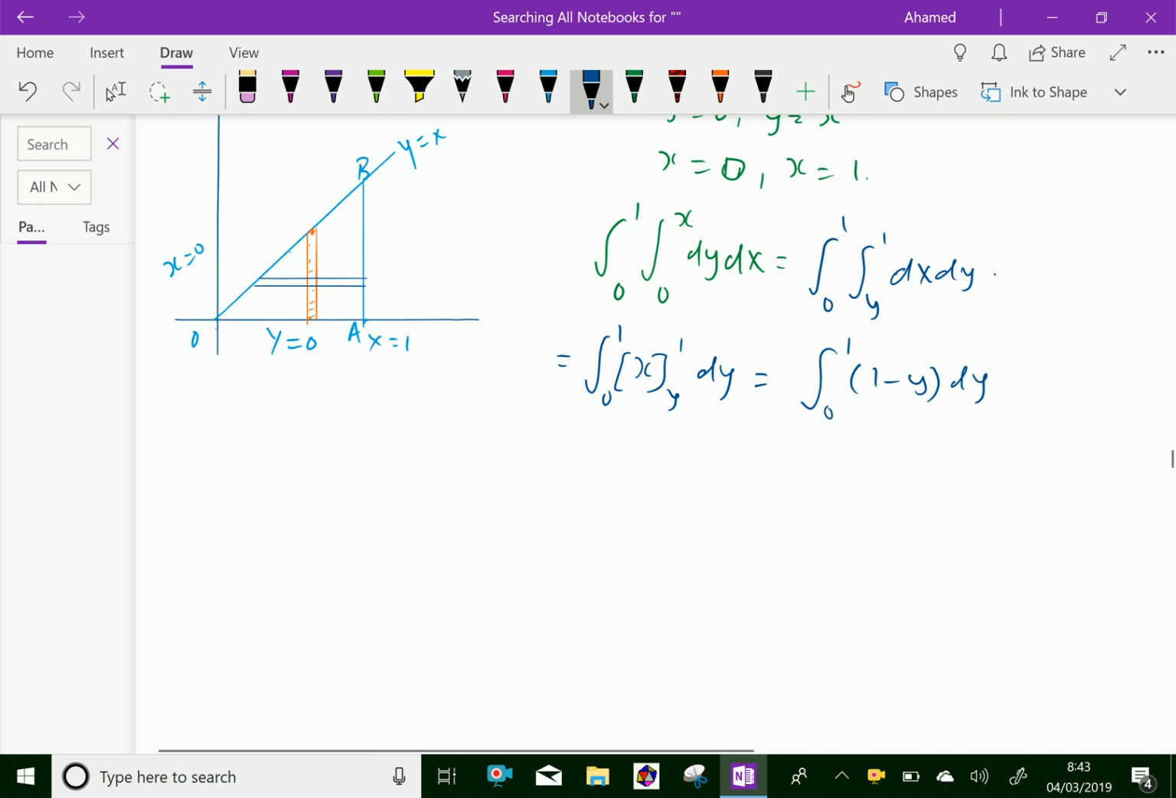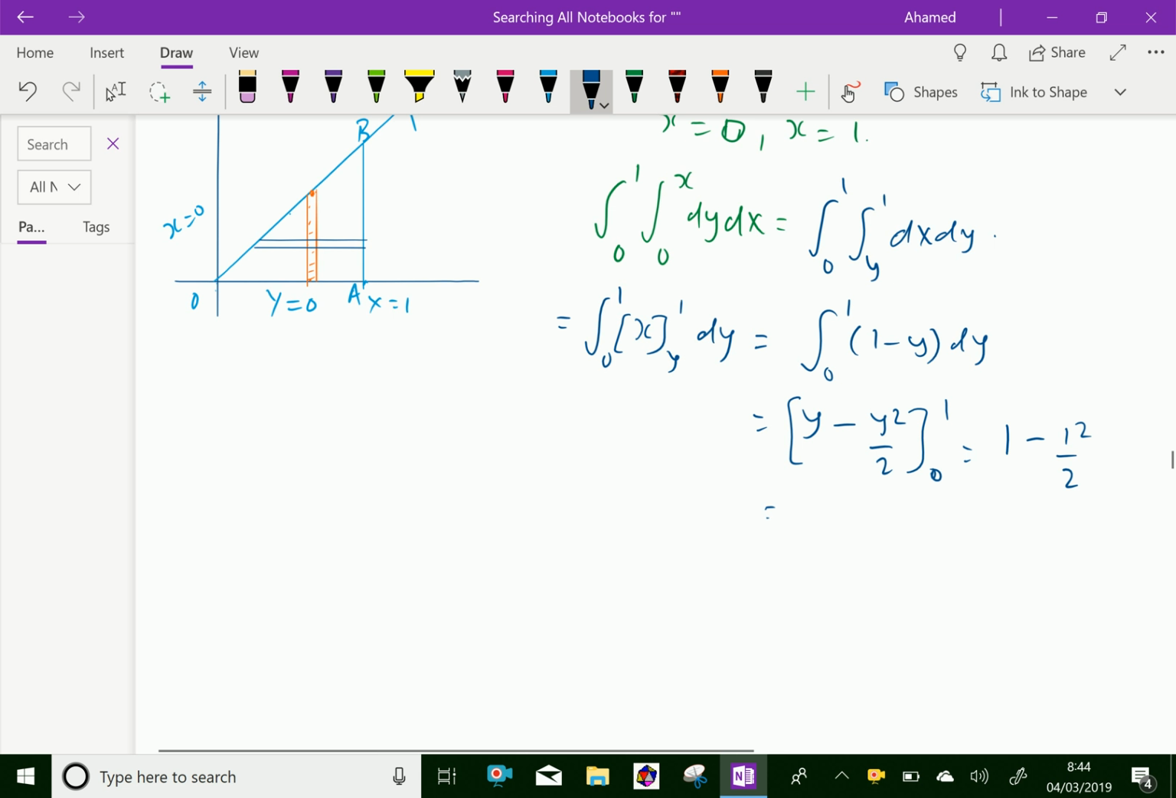Further, it is equal to y minus y squared by 2, with limits 0 to 1, which gives 1 minus 1 squared by 2. The 0 limit gives nothing, therefore it gives half. Therefore, even if we change the order, the value of the integration is the same, half.